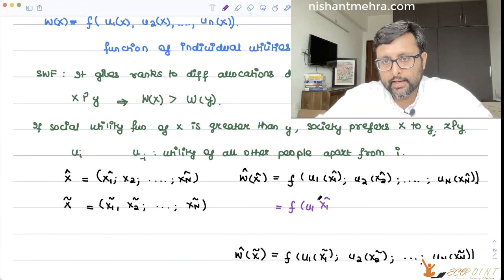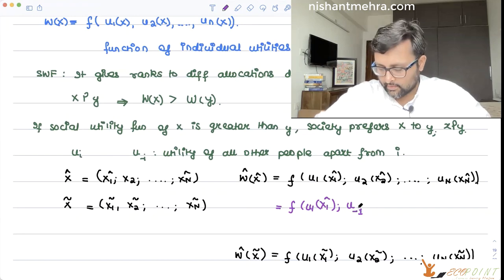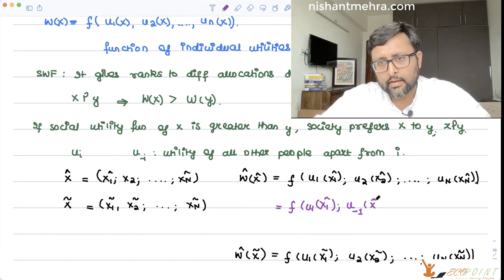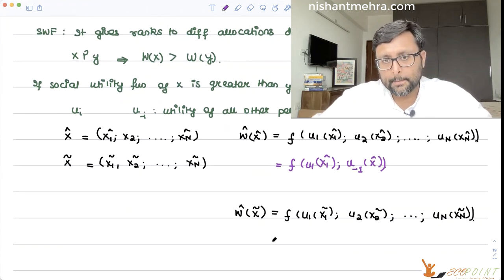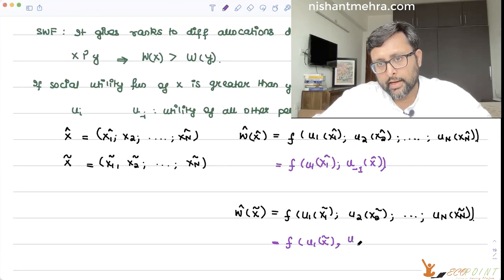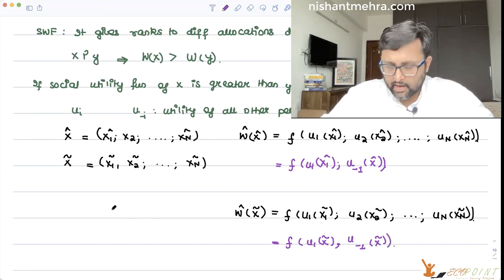U1(X1 hat) and U minus 1, right? Whatever everyone else is going to consume, what everyone else is consuming, let's say that is X hat, whatever. Similarly, I can write this as well: individual 1 and apart from individual 1.